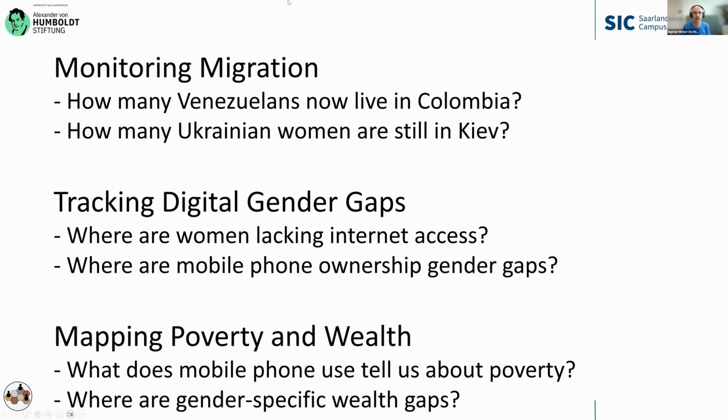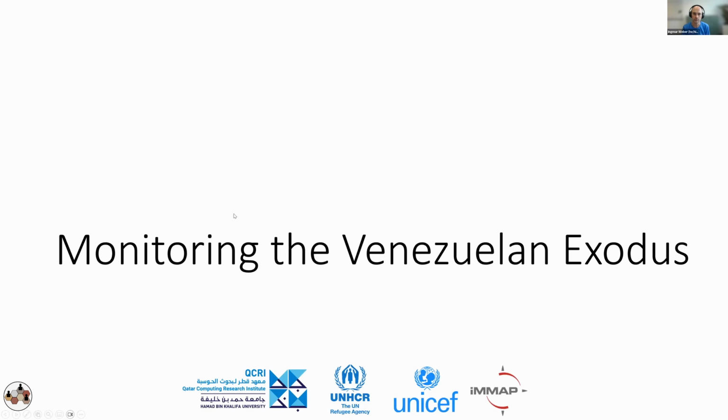Depending on time, these are three example cases I could talk about. One looks at monitoring migration in the Venezuelan context. One looks at tracking digital gender gaps, where in essence we look at gender gaps in Facebook usage to predict gender gaps in internet access and mobile phone usage. And the last looks at mapping poverty and wealth. I already hinted at the iOS versus Android signal.